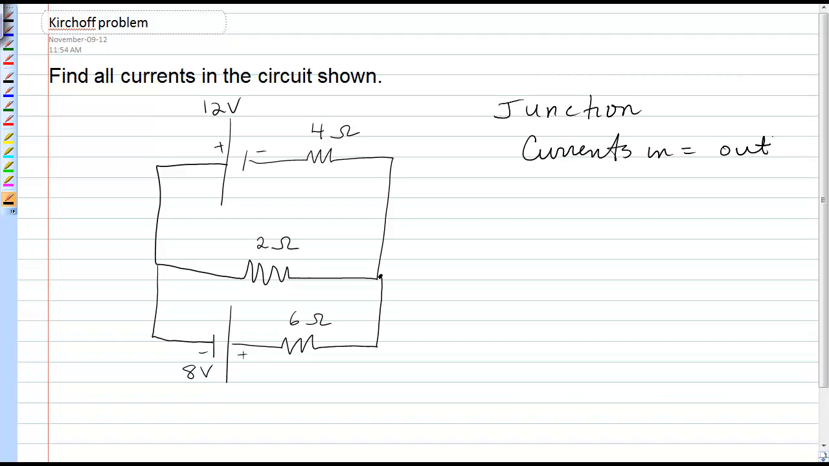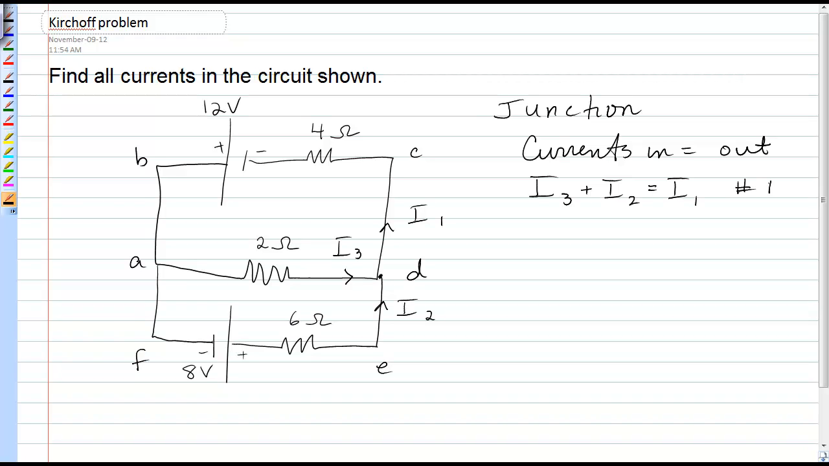Okay, so I'm going to choose this point, I'm going to call it point D, and I'm going to call this point C, and this corner B, A, F, and E. At junction D, I'm going to have current I3 entering, current I1 leaving, and current I2 entering. So my junction rule will be I3 plus I2 is equal to I1. I'm going to call that equation number 1.